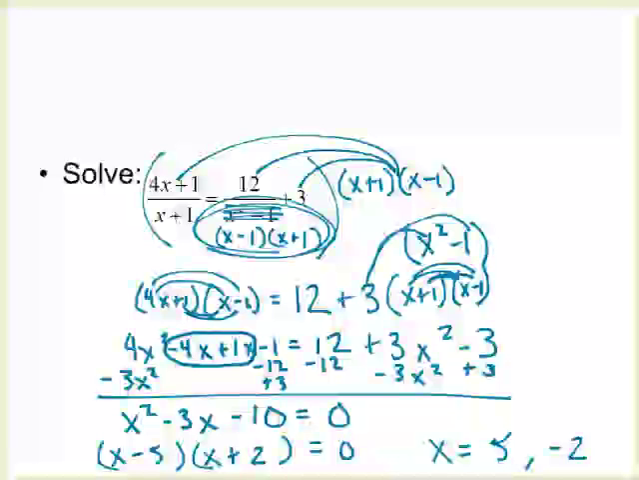Double check. If I plug in a 5 to the original problem, I'd have 6 for one denominator. The other denominator would give 24, so that's fine. If I plug in a negative 2, I would get negative 1, and the other denominator would give 3, so that's fine. So we end up with both solutions being good solutions. So you can have one solution, you can have two solutions, or you can have no solutions. It's important that you always check all of them.